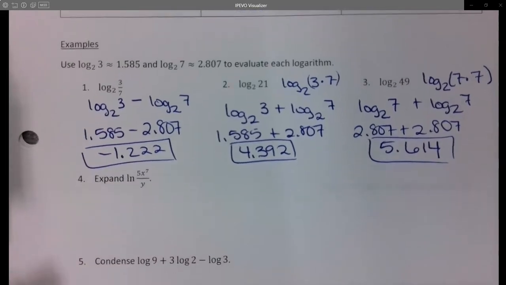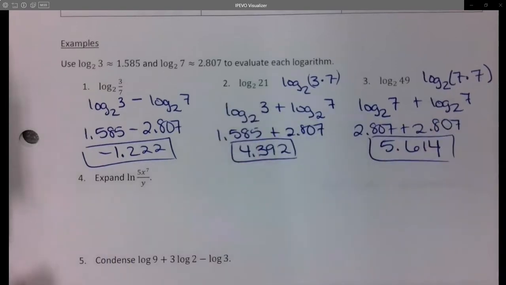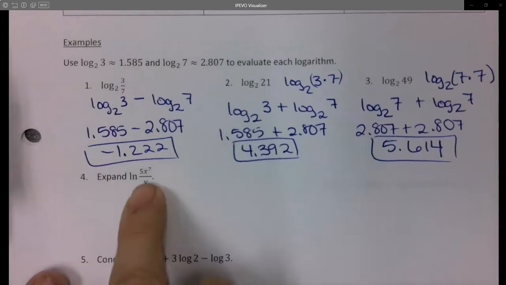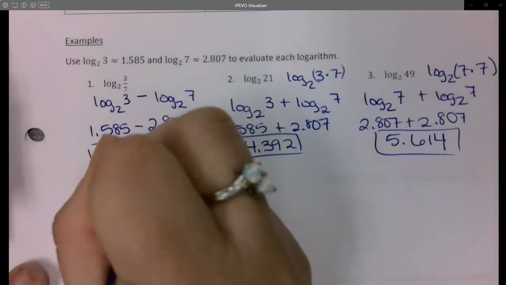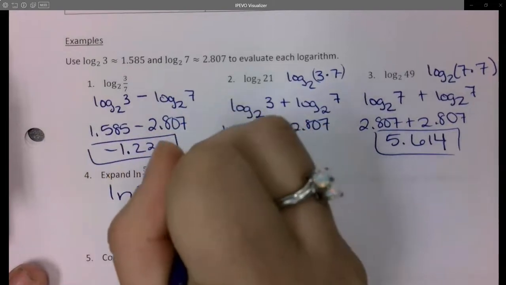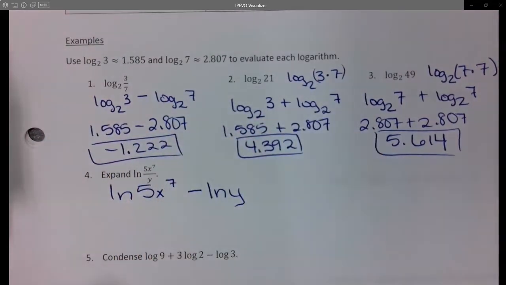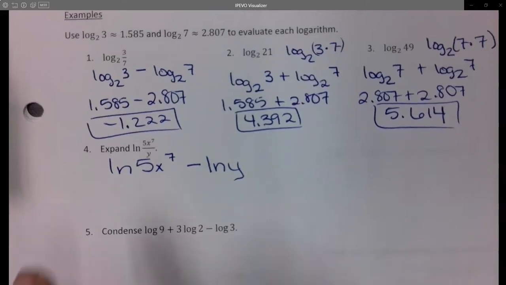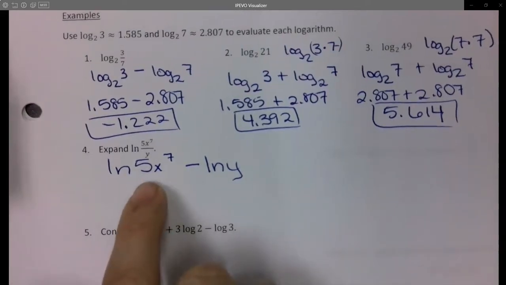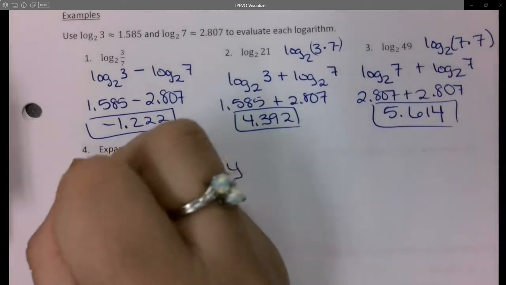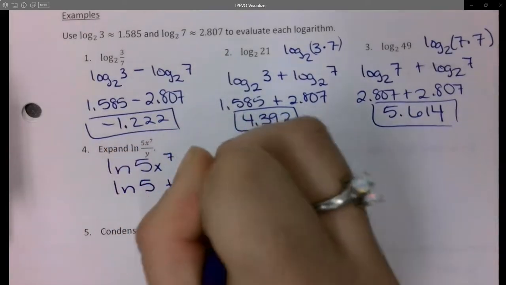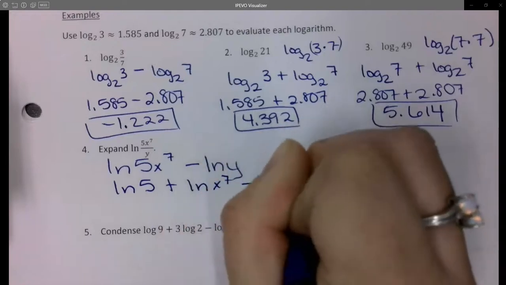Okay. Number 4, it wants me to expand. So basically, like the first step where I just rewrote them, that's all I need to do here. So if I take a look at this, I have a fraction. So the first thing I want to do is write ln 5x to the 7th, and then minus ln y, because I subtract the parts that are on the fraction. Then this one still has multiplication on the inside, because I have 5 times x. So I can split that up with addition. And then the ending part stays the same.